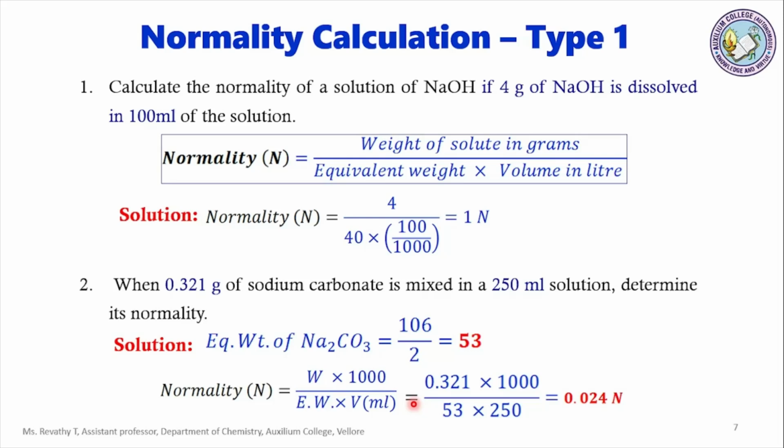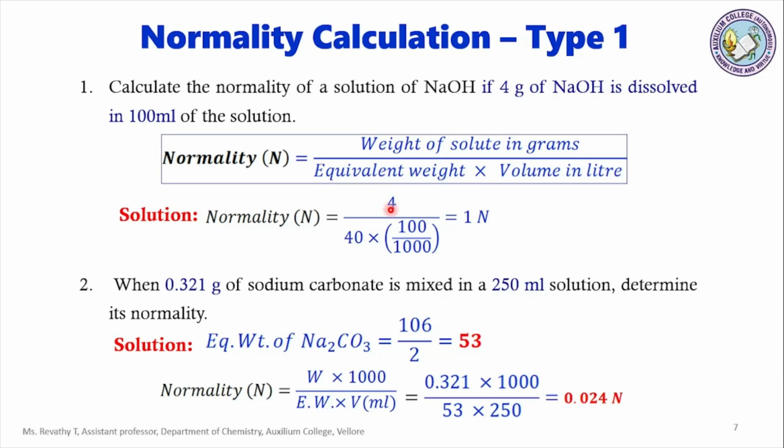Let's solve problems related to type 1 first. Here, weight and volume will be given and normality needs to be found out. The first question is, calculate the normality of solution of NaOH if 4 gram of NaOH is dissolved in 100 ml of the solution. You can see here the weight is given as 4 gram and volume is given as 100 ml. Here the volume is in ml, so to convert it into liter, we need to divide it by 1000.